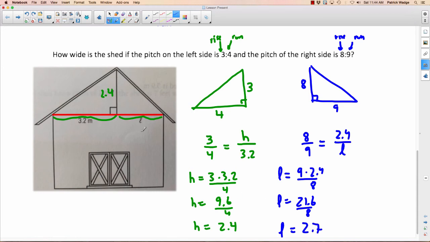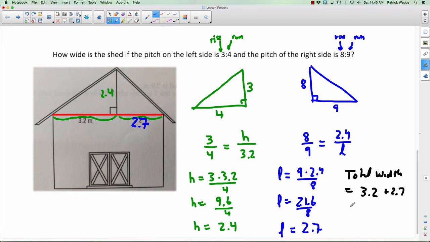Nice. So now we know this distance is 2.7. Are we done? No. Remember, we wanted to know this whole red amount here. So how do we do that? Well, we know this is 3.2, and we now know this is 2.7. So to get the total width, I'll write that down, squeeze it in here. Total width is equal to the 3.2 plus the 2.7.